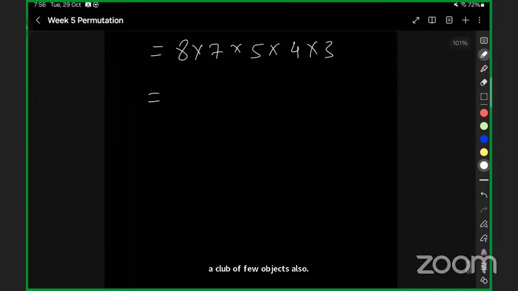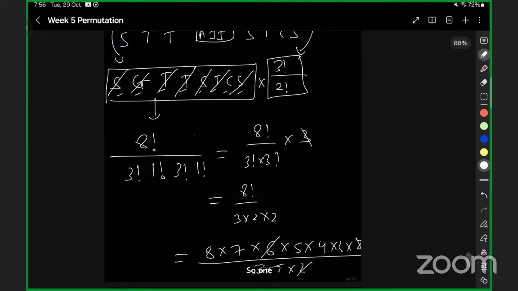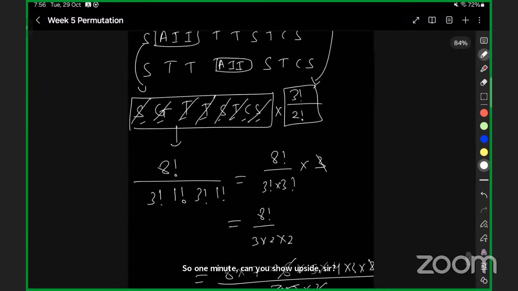Why have we multiplied? Sir, one minute, can you show the upside? Multiplication, because it is and, right? This and that should happen, it's not or. That's why I said when you use and, you have to multiply. So this will happen internally also. It's not like this can happen or that can happen. No, this will happen inside only.